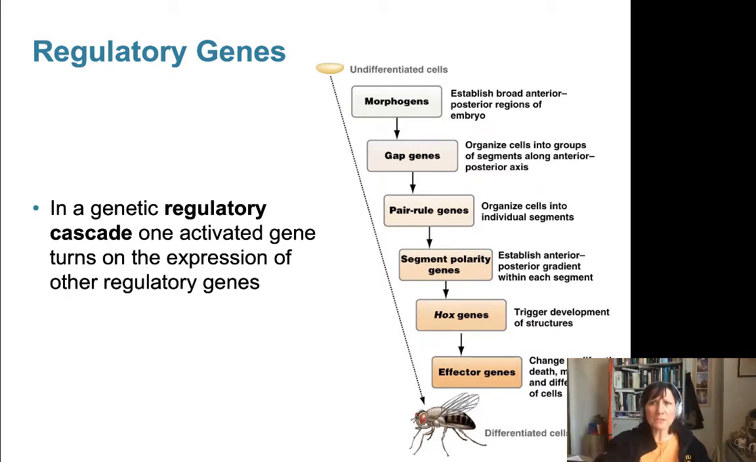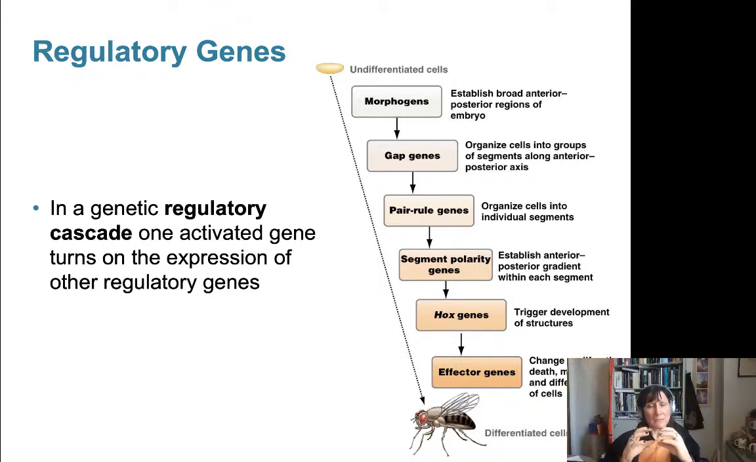But you find morphogens, which establish a broad anterior-posterior region of the embryo. So that's one of the first things that has to happen. Once we get to gastrulation, and I'll show you this in a minute, what's going to happen to the embryo is you're first going to establish an anterior-posterior axis. Then that's going to turn on gap genes, which is going to organize the cells in the embryo into groups of segments along that anterior-posterior axis. So it's going to be different segments along the embryo.